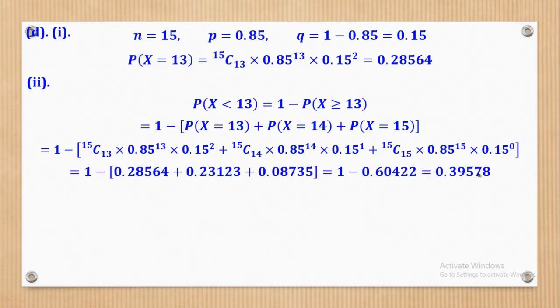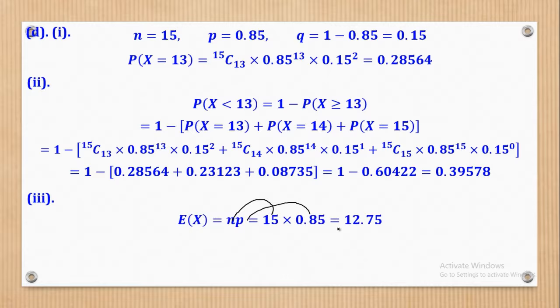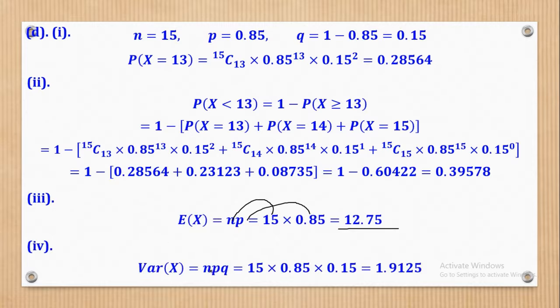Now next is to use a calculator to come up with 0.39578. And Roman 3, they wanted mean, so mean is NP, N is 15, P is 0.85 to give you 12.75. And lastly, variance is NPQ, N is 15, P is 0.85, and Q is 0.15, which is 1.9125.